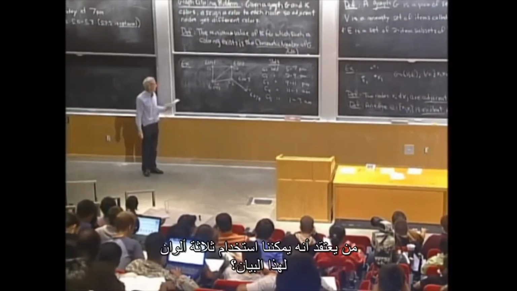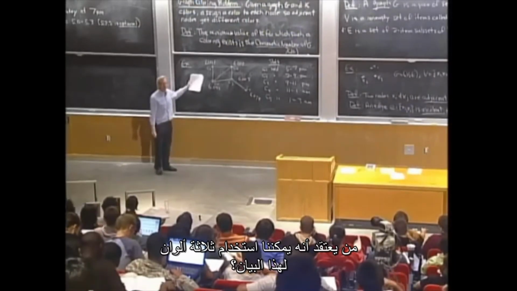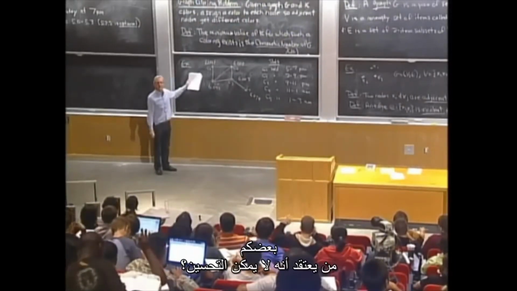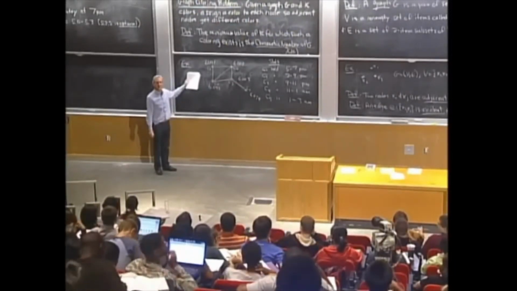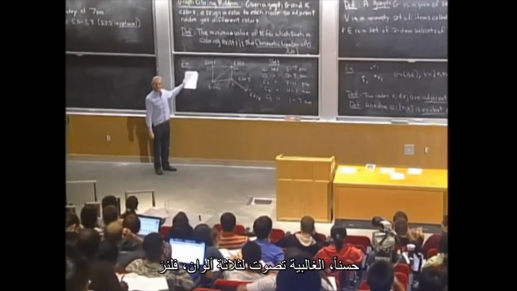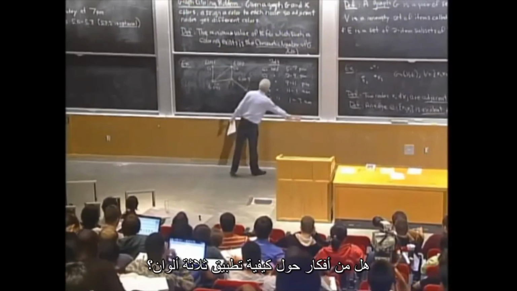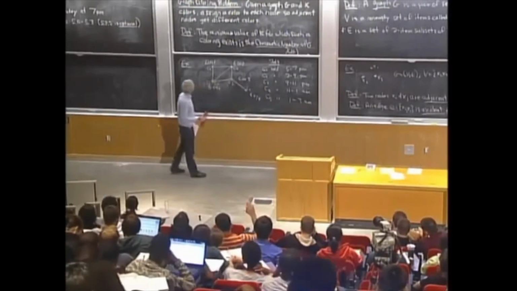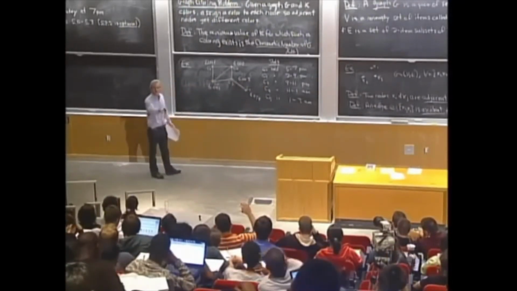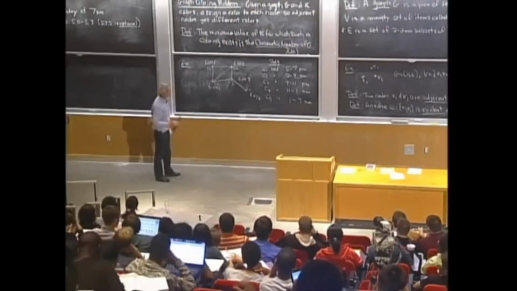How many people think you can do 3 colors on this graph? A bunch. How many think you can't do any better? All right, the vote is mostly for 3. Well, let's see. Any ideas? Anybody see how to do 3? Yeah? Assign C4 to 6034.